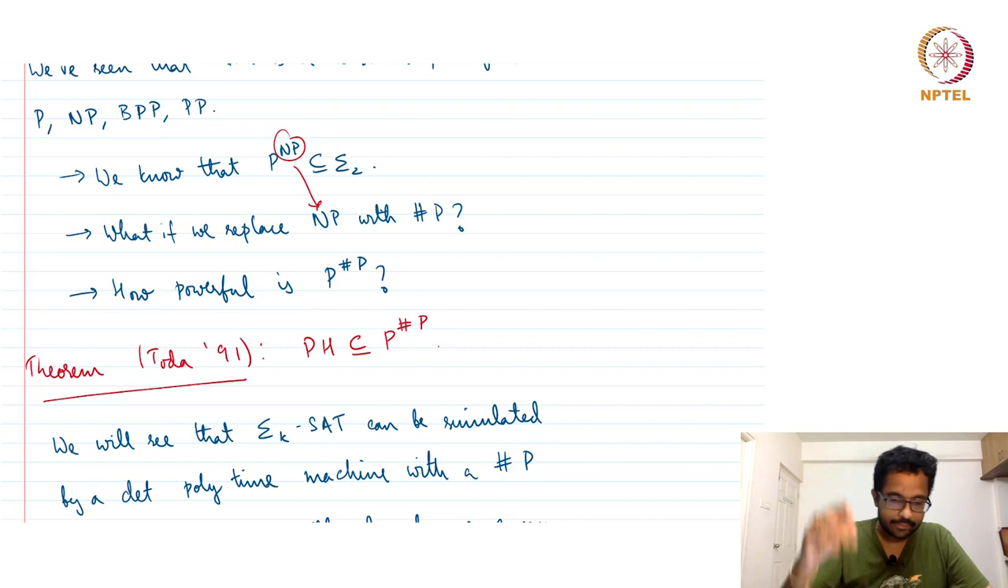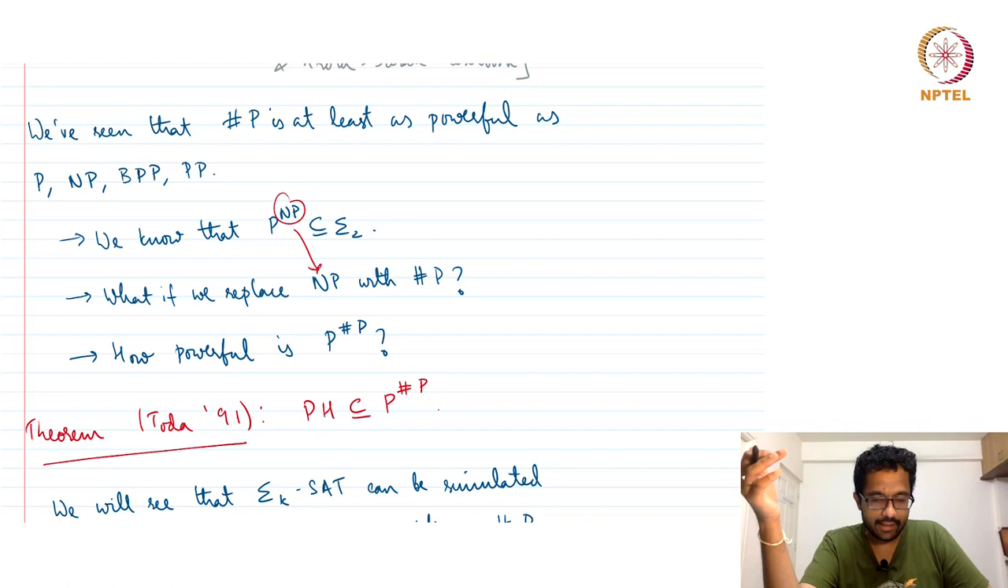We have already seen that Sharpie is at least as powerful as P, NP, BPP, RP, and so on, right? PP, because if we can count, we can decide whether there is at least one accepting path or zero accepting paths. So you can decide an NP language, and certainly you can decide whether at least 2/3 of the paths are accepting or at most 1/3. So you can decide BPP. And similarly, you can decide PP, RP, any of the randomized classes, right?